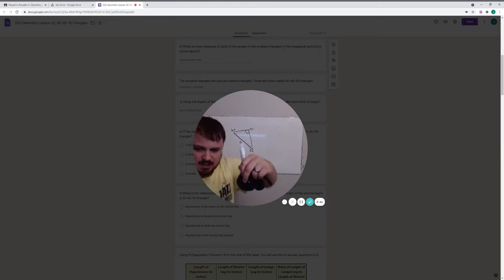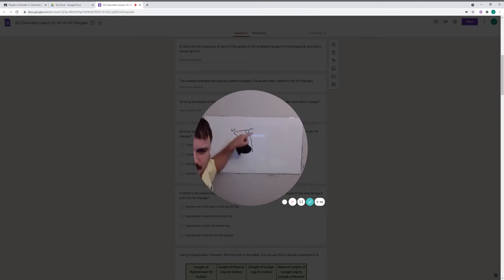Now notice if this thing is to rotate, right? If 30 degrees was up here, well, then the smallest side would be over here across from the 30.